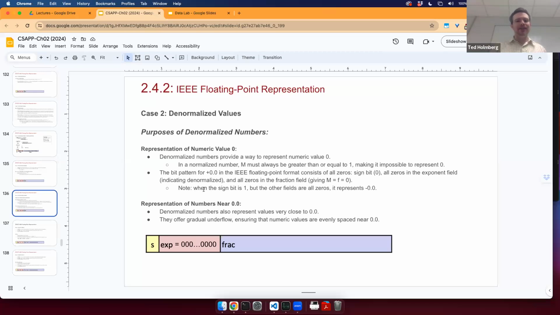A weird oddity here is when the sign bit is 1, but all other fields are all zeros. We do have a representation of -0. Consequence of this representation.